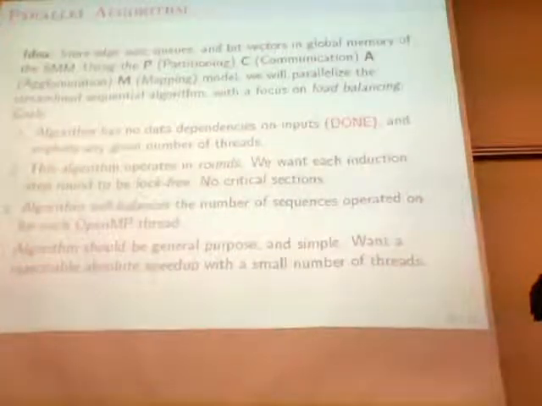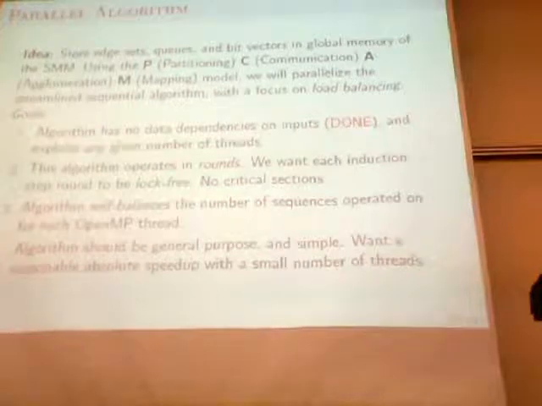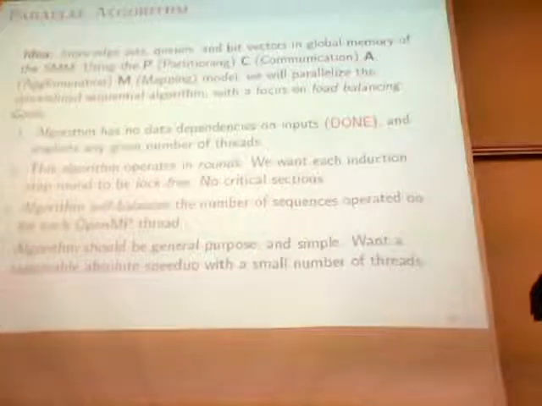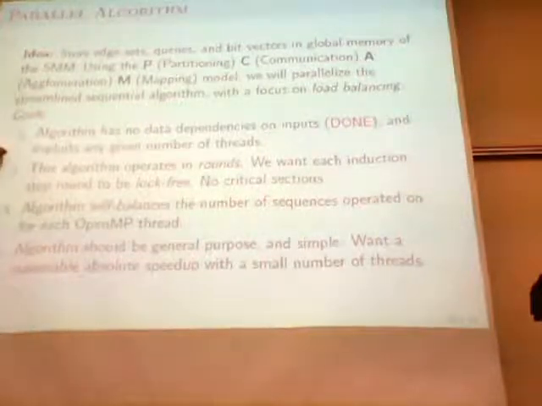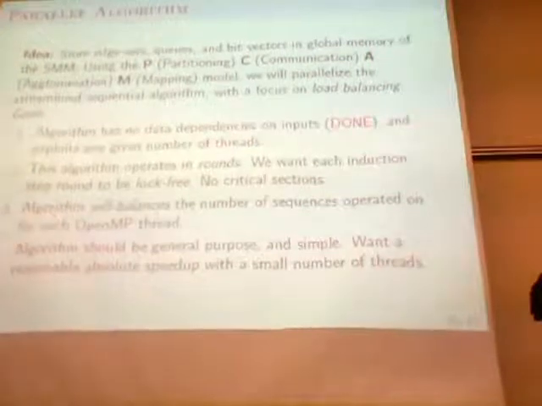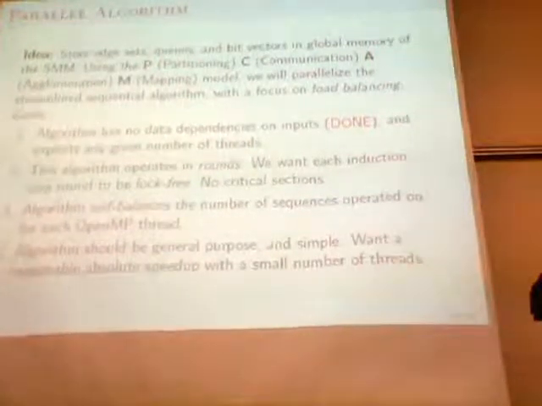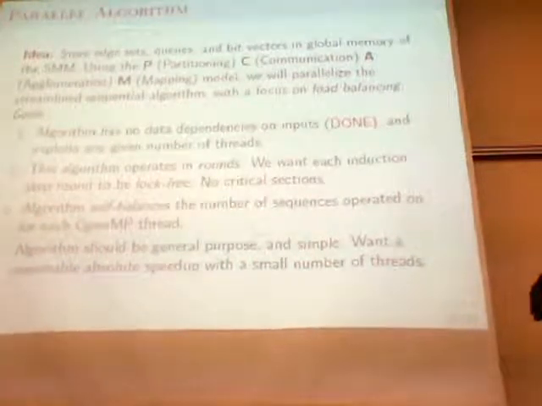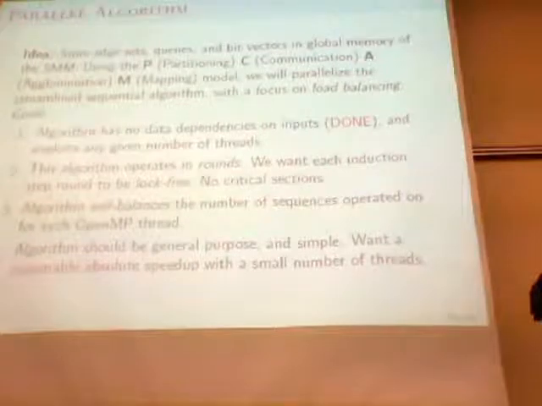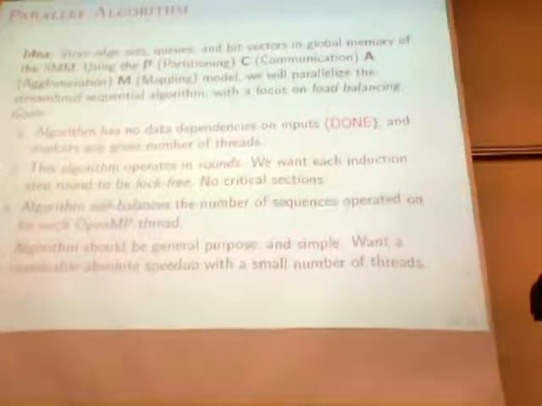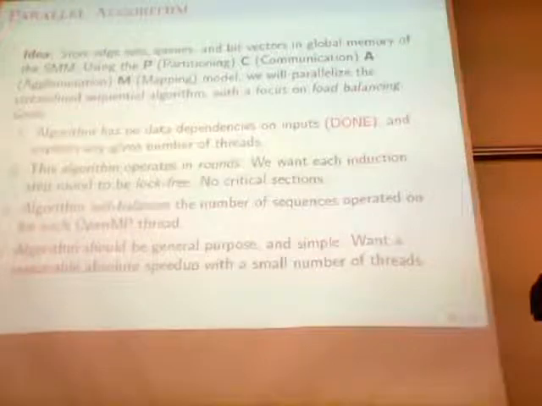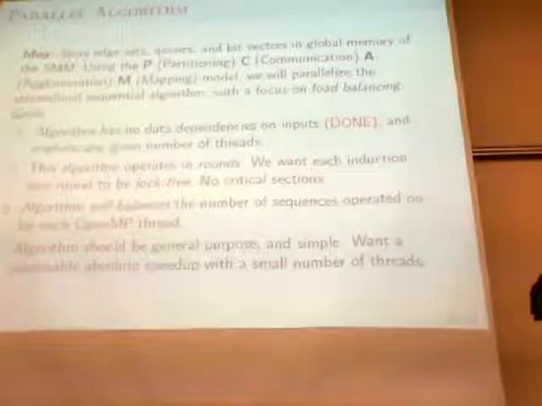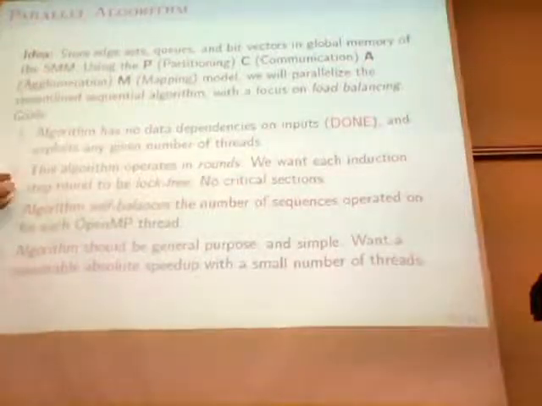Now, let's talk about the parallel algorithm. We're just going to be using the PCAM model here, setting up our algorithm. Our goals are to have no data dependencies, which we already took care of, and to exploit as many threads as we're given. Second, we want to keep this round-based structure, but we want things to be lock-free. That means in terms of OpenMP there will be no critical sections, none whatsoever. Why? Because it causes a burden on communication, so I don't want that.